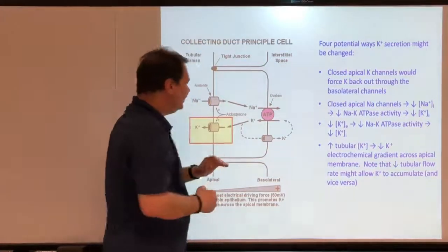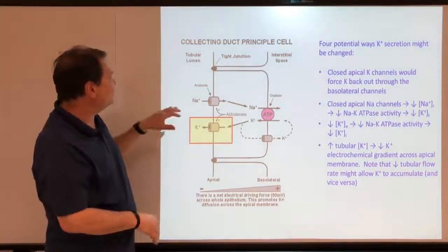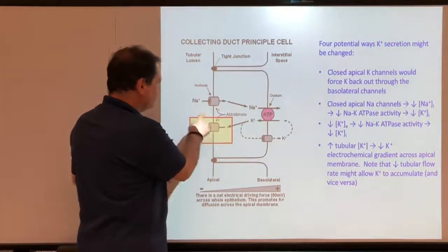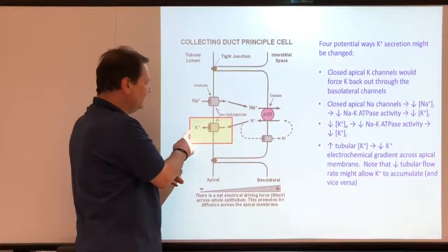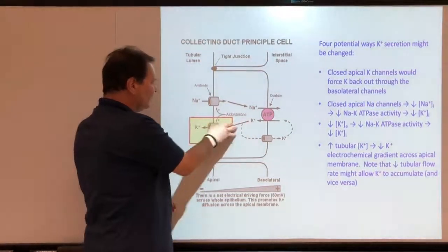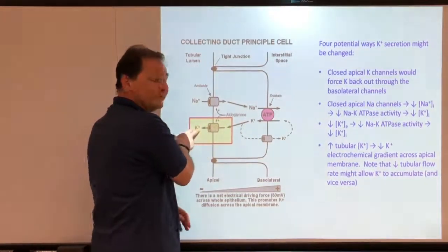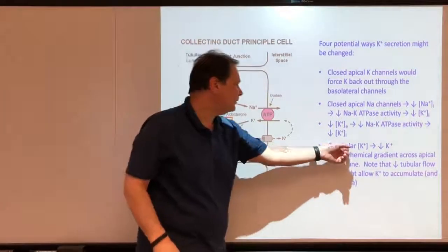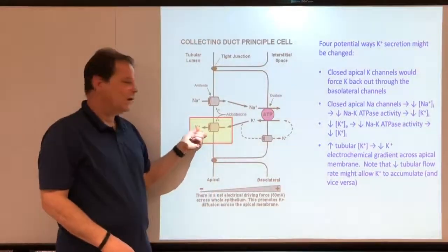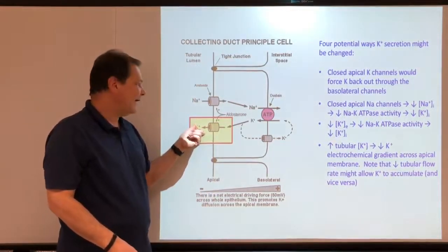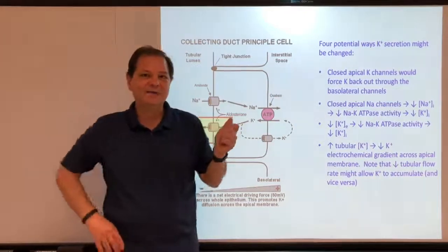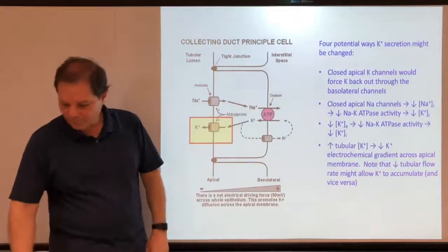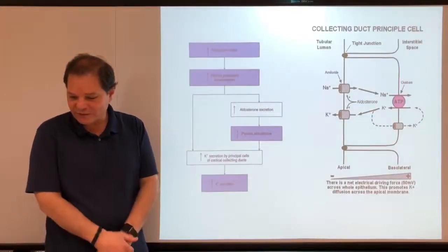Okay? And you should note at this point that by simply decreasing tubular flow, you can allow potassium to accumulate locally around this channel, and when potassium builds here, you will decrease the potassium flow through this channel. So simply by decreasing tubular flow, you can cause tubular potassium to increase, to accumulate here, and that will slow the secretion down. And that turns out to be fairly significant. All right? So those are 4 potential ways you can change this.